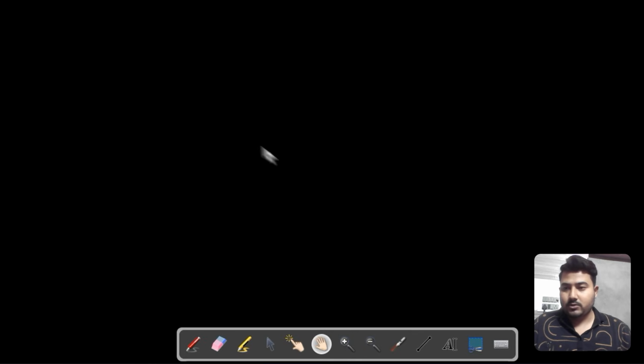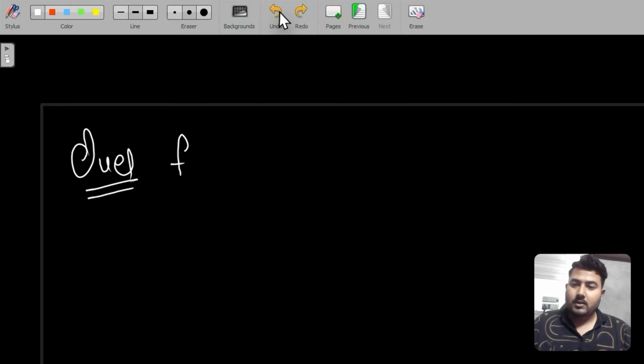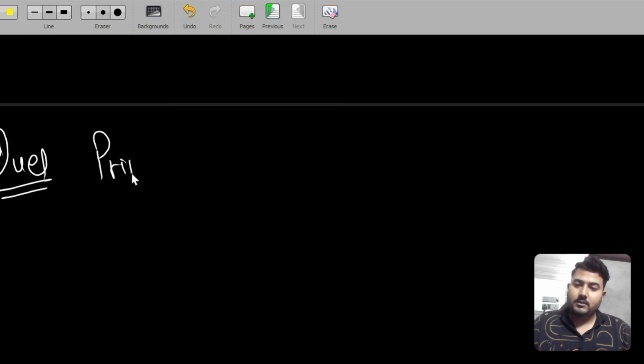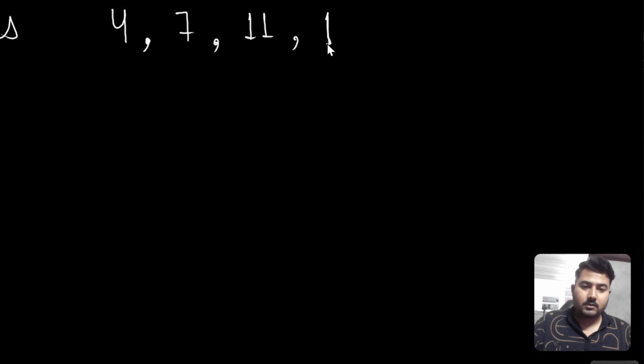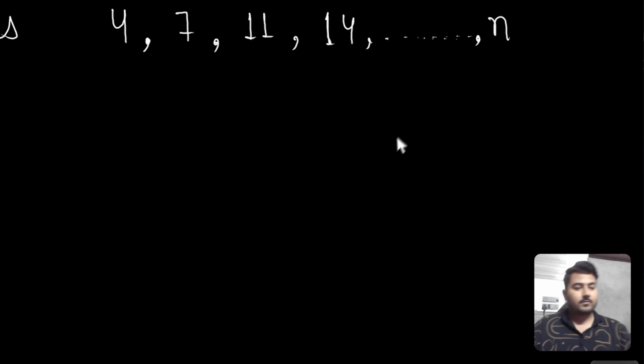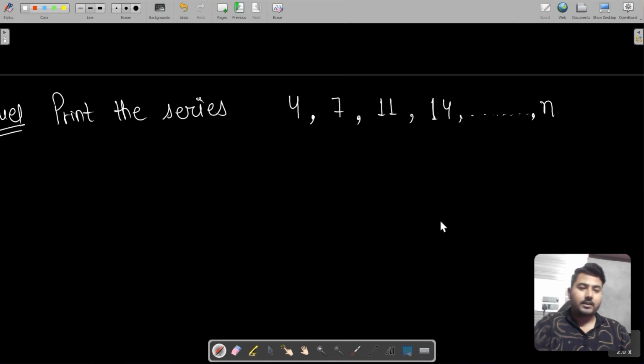One last small question we are going to perform one more time. Just one last question. That is, print this series. One series will be given to us. We have to print this series, which is 4, 7, 11, 14, dot dot dot, until value n. Some number n will be there. You have to print it up till the value n. That is what our question is as of now.